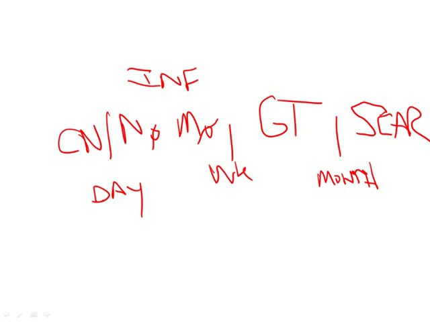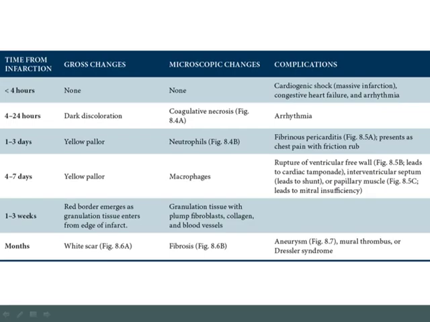Alright, so 1 day, 1 week, 1 month, and those are the key dividers of the major phases that are going to occur during the process. Now, with that in mind, let's look at the chart. So, what do we say? We say that for the first 24 hours, the key thing that's going to happen is coagulative necrosis.